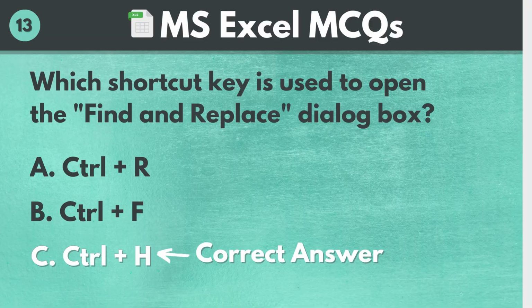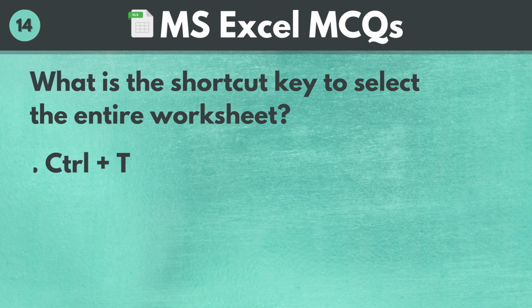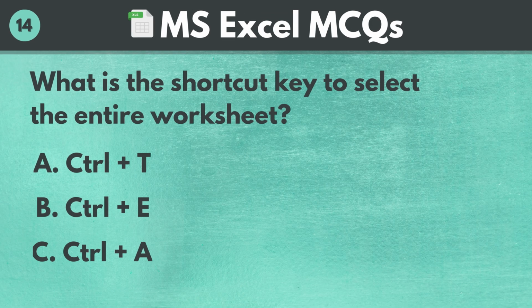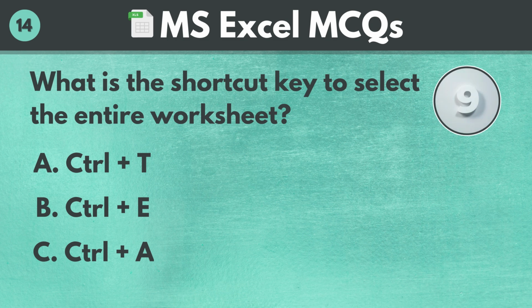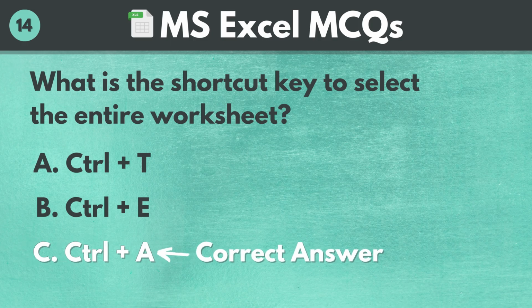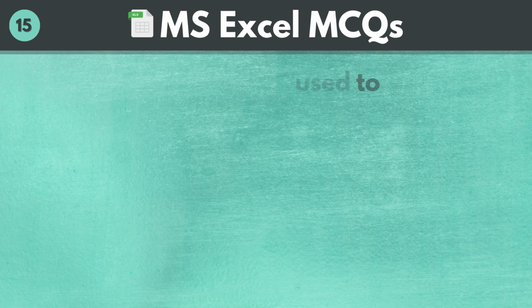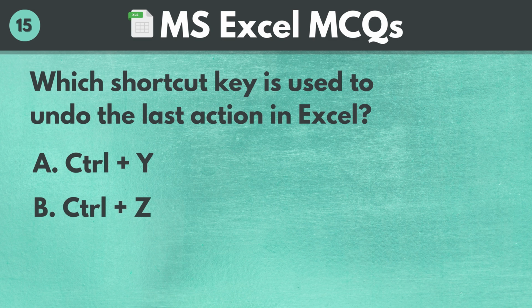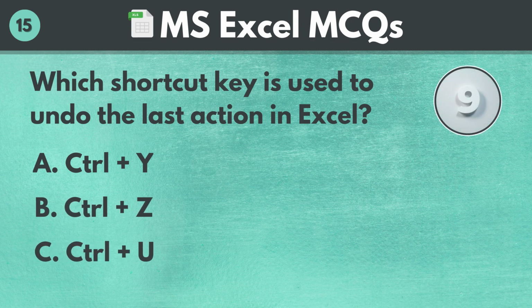Control H. What is the shortcut key to select the entire worksheet? It's Control A. Which shortcut key is used to undo the last action in Excel?